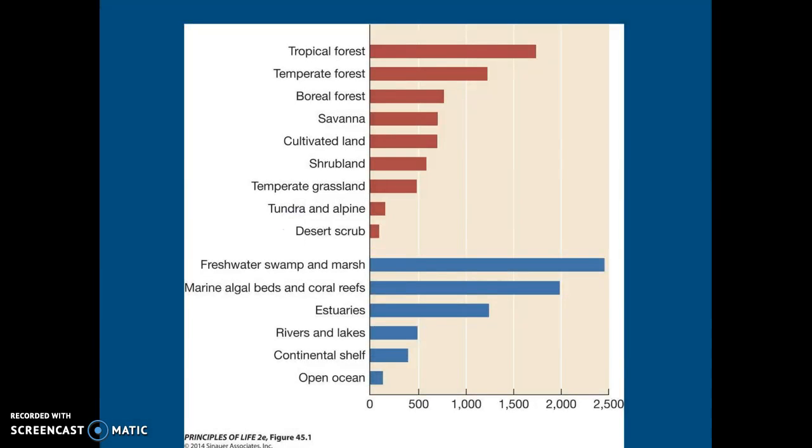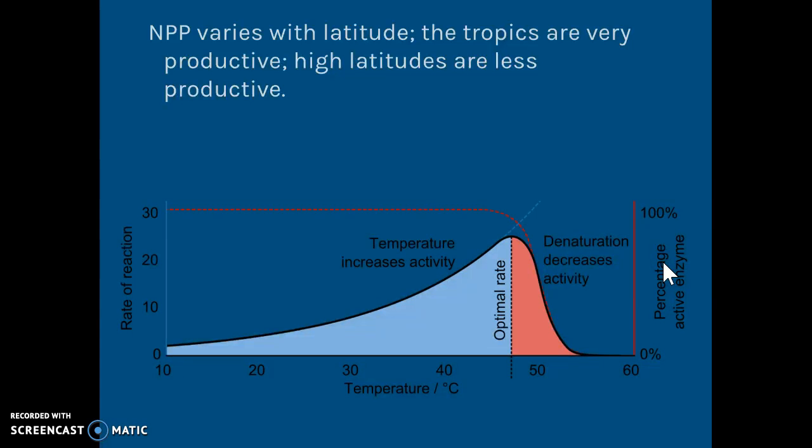Here's just another look at how NPP is going to vary among different types of ecosystems. We notice that our numbers are much greater in our tropical forests, our freshwater swamps and marshes, and our desert scrub is going to have a very low NPP. Okay, also, NPP is going to vary with latitude. The tropics are very productive, and high latitudes are less productive.